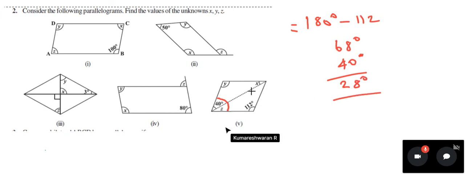So once you found z, what is x? X will be the same. Opposite interior angles are equal. So opposite angles of a parallelogram are also equal. Okay, so that's fine.